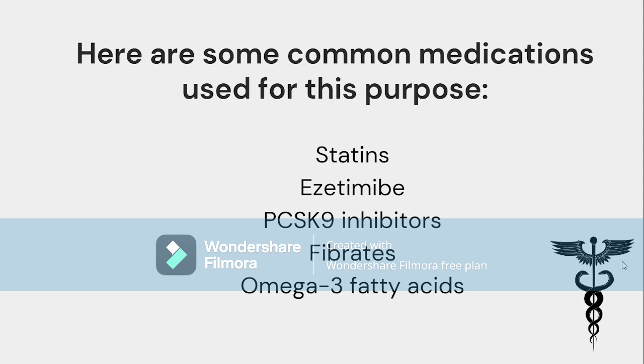Next medication is the omega-3 fatty acid. Omega-3 fatty acids, particularly eicosapentaenoic acid or EPA and docosahexaenoic acid or DHA, help lower triglyceride level. They are commonly found in fish oil supplements, and can be used as an adjunct to other lipid-lowering medication.